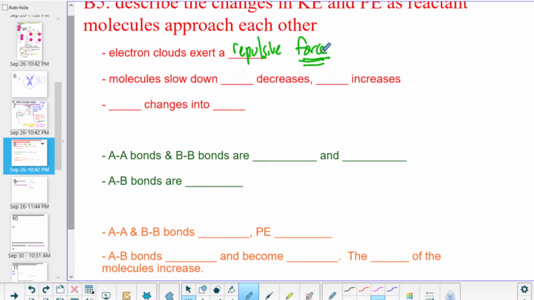Dylan? As they slow down, what's decreasing, Dylan? What kind of energy? Molecules slow down. Kinetic energy or potential energy? If you slow, kinetic, excellent. Well done. And because they're pushing into each other, that's creating a potential for more bonding. That potential energy is going to increase.